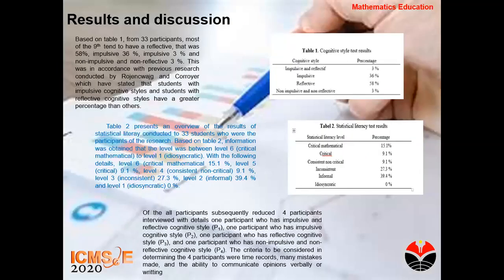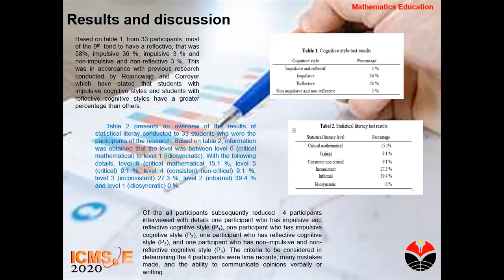Result and discussion. Based on the first table, from 33 participants, most of the students tend to have a reflective cognitive style. It was 58% reflective, 36% impulsive, 3% impulsive and reflective, and non-impulsive and non-reflective 3%. This was in accordance with previous research conducted by Rozencwajg and Corroyer, which said that students with impulsive cognitive style and students with reflective cognitive style have a greater percentage than others.